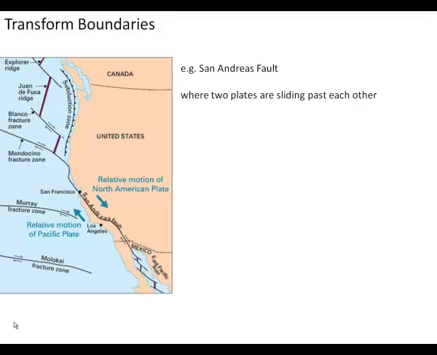So let's just briefly look at some examples of the three different types of plate tectonic boundary. The classic example of a transform boundary is where two plates are moving past each other. Here's the North American plate moving in a relative sense southwards compared to the Pacific plate, and that's happening across the San Andreas Fault.